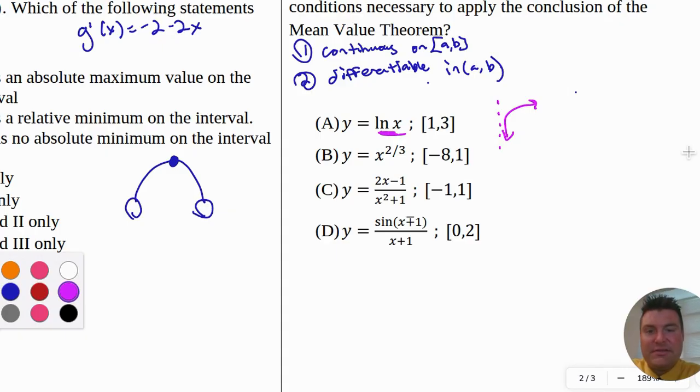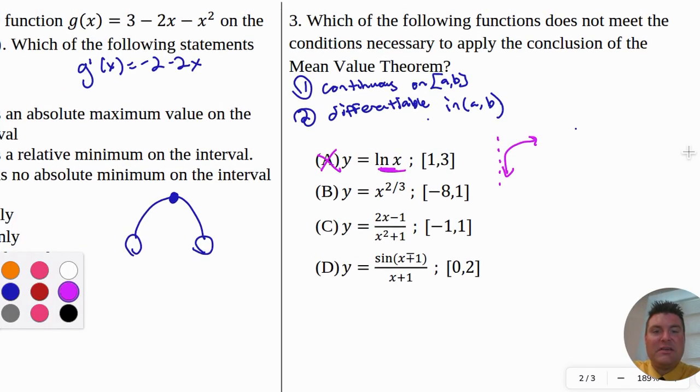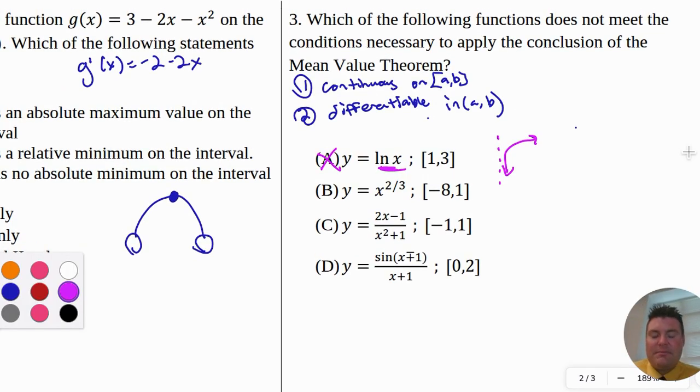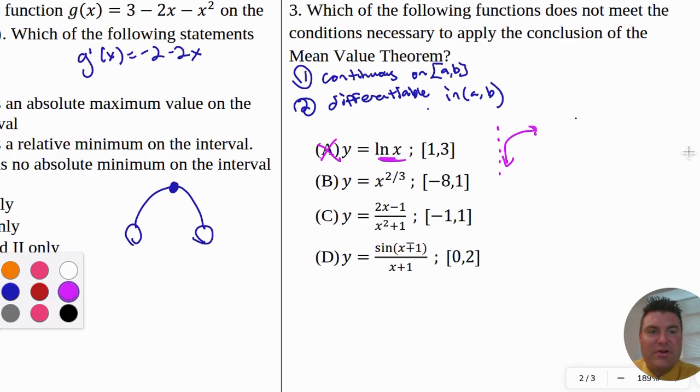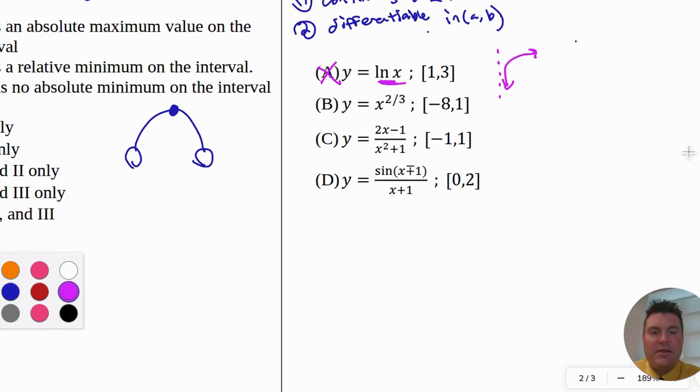So this applies. Since MVT applies, it's not an answer choice. I'm trying to see what does not meet the criteria. I know the answer, so I'm going to jump down to other things. I'm coming down here to B.